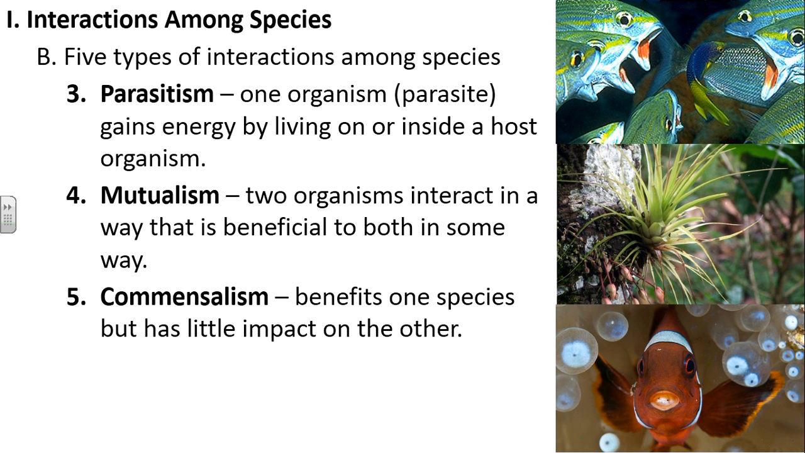There's also commensalism, and commensalism benefits only one species, but the other just is not impacted. This is what we see pictured in the middle with a plant called a bromeliad. They commonly grow on other trees, and the advantage for the bromeliad is it gets higher up in the canopy of the forest to get more light. The tree it grows on is not affected or harmed by the bromeliads growing on them.